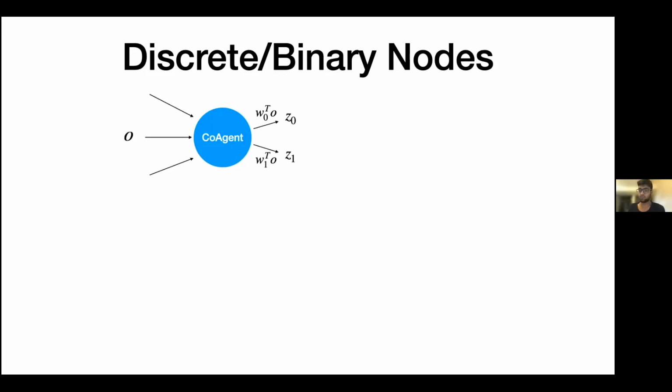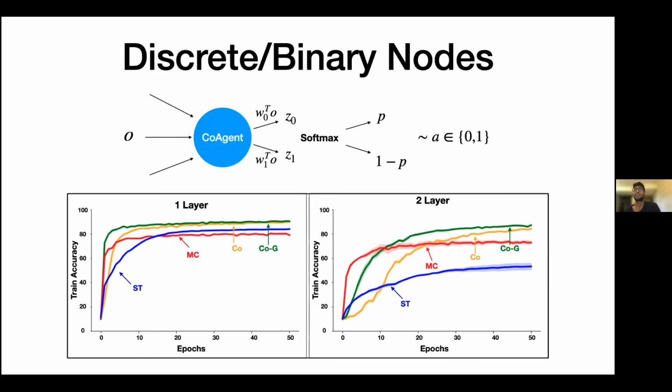We have two discrete actions. We pass them through a softmax, we get a probability of those actions, and we sample those actions. One action corresponds to a 0, and the other action corresponds to a value of 1. We experiment with similar baselines, and we also have a Monte Carlo value function based method for 50 epochs and 1 and 2 layers.